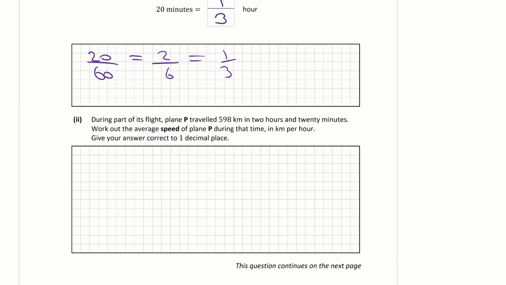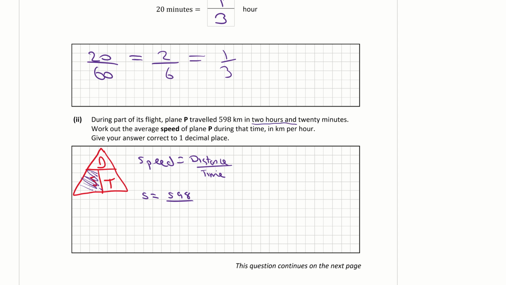During part of its flight, plane P traveled 598 kilometers in 2 hours and 20 minutes. Work out the average speed of the plane. Okay, as soon as you see the word speed in here, you should be thinking of the distance, speed, and time triangle. We're looking for speed, so we cover the speed and we're left with distance over time. So speed is equal to the distance traveled, 598, over the time.